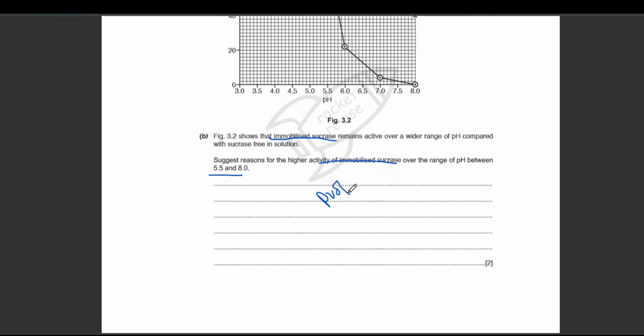Protective. Usman, make sense? यस बस। Protective hai. So it has a stabilizing effect. Your active site is not disrupted. Stabilizing. Shall we move on?